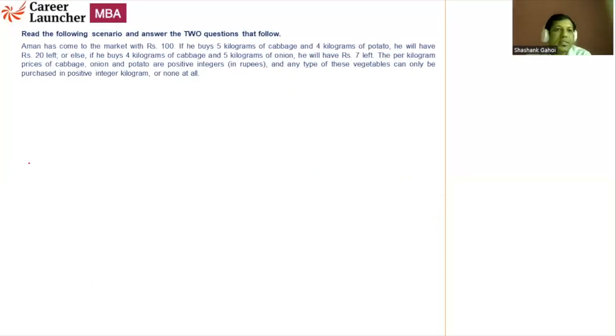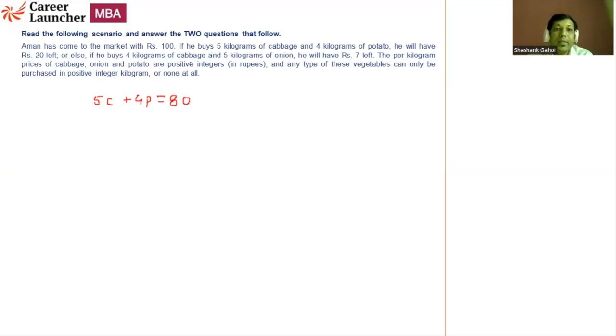Let's start the set. Now this is a tricky one. Aman has come to the market with 100 rupees. He buys 5 kg of cabbage and 5 kg of potato. So let's say the price of 5 kg of cabbage is 5C, where C is the price per kg for cabbage, and P is the price per kg for potato, and he has 20 rupees left. It means he is spending a total of 80 rupees.